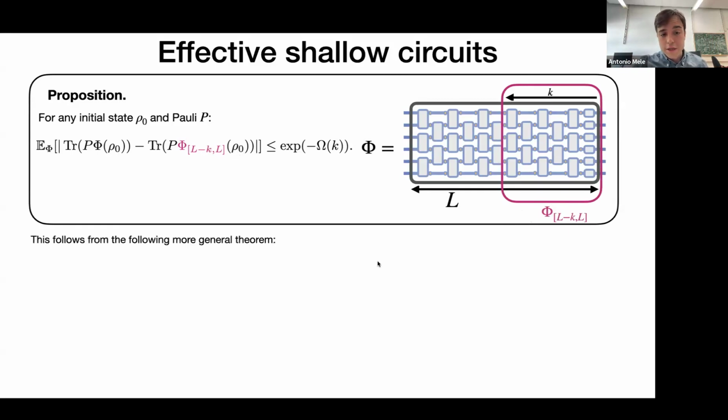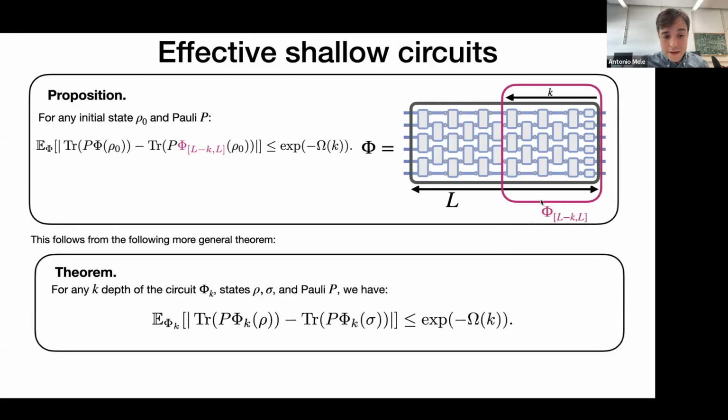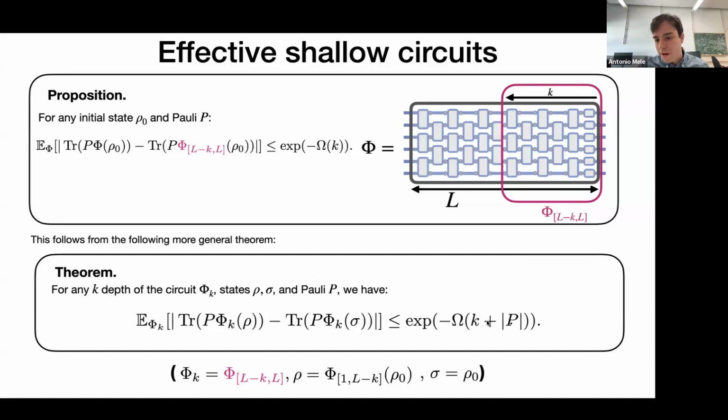And this follows from the more general theorem. For any rho and sigma, any quantum state whatsoever, possibly mixed, possibly exponentially complex, the average over a quantum circuit of depth k is exponentially suppressed in k. This follows by a substitution that I will not go into detail about, and also using the fact that the probability distributions of this chunk of the circuit and this chunk are disjoint. All these results that I'm showing can be strengthened with the Pauli weight. You also have an exponential suppression in the Pauli weight.